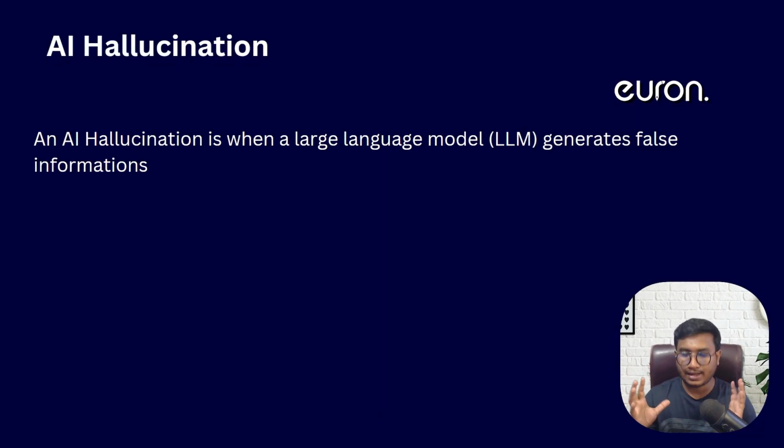Fine. Now there is another concept inside generative AI models called AI hallucination. What is an AI hallucination? AI hallucination is when a large language model generates false information. That means you are giving a prompt and the model is giving you false information. This is called AI hallucination.